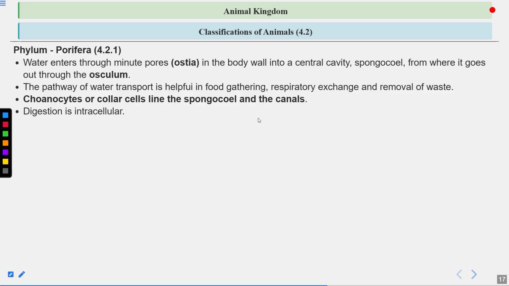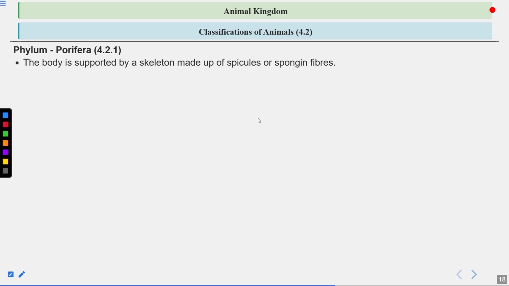Digestion is intracellular. The body is supported by the skeleton made up of the spicules or the spongin fibers. So they have a very special type of structure that is called spicules or the spongin fibers, and that is helpful for making the skeleton of the body.